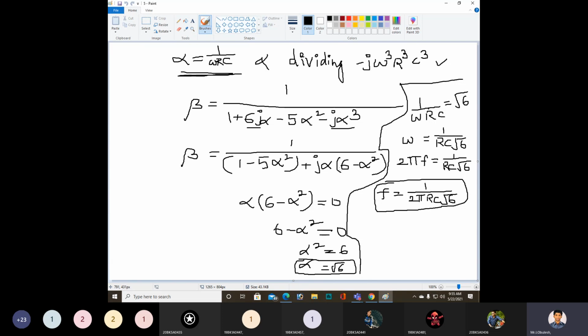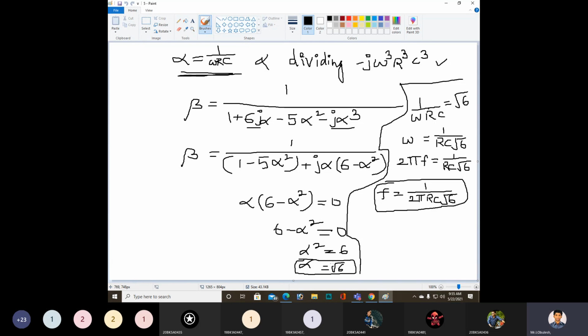According to the feedback network, the phase shift of the circuit is 180 degrees and the imaginary part will be equal to 0. Then you need to equate the imaginary part to 0. So alpha into 6 minus alpha square is equal to 0. 6 minus alpha square is equal to 0. Alpha square is equal to 6. Alpha is equal to root 6.